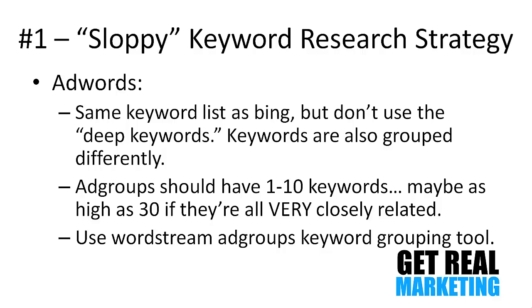Ad groups should have between 1 and 10 keywords, maybe as high as 30 if they're all very closely related, but we try to get them between 1 and 10, typically somewhere around 3 to 7 if we can. How do you group the keywords quickly?